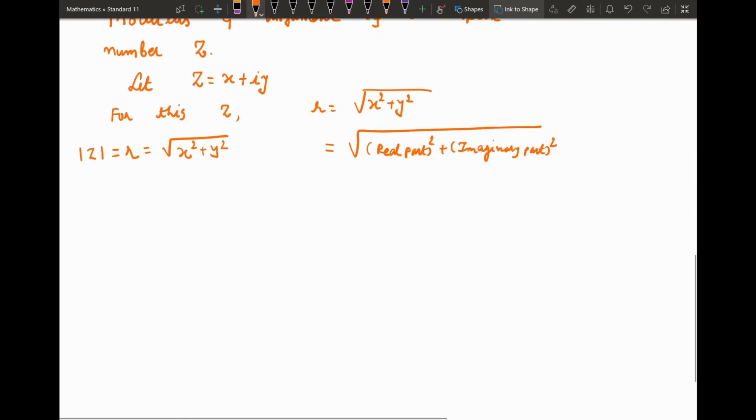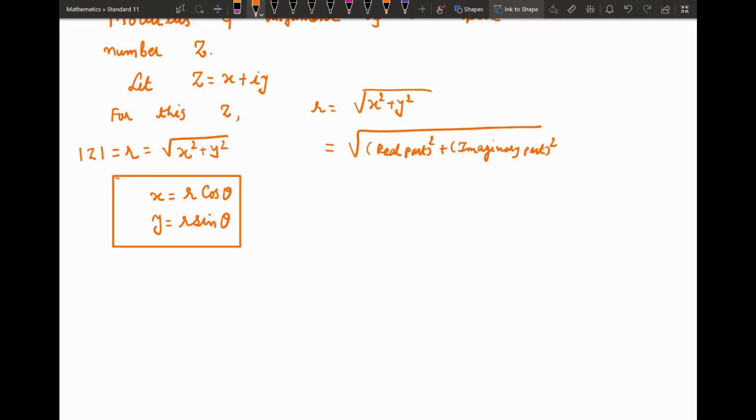Now put the real part x equal to r cos theta, y equal to r sin theta. So real part equal to r cos theta, imaginary part equal to r sin theta. So cos theta equal to x by r, sin theta equal to y by r.